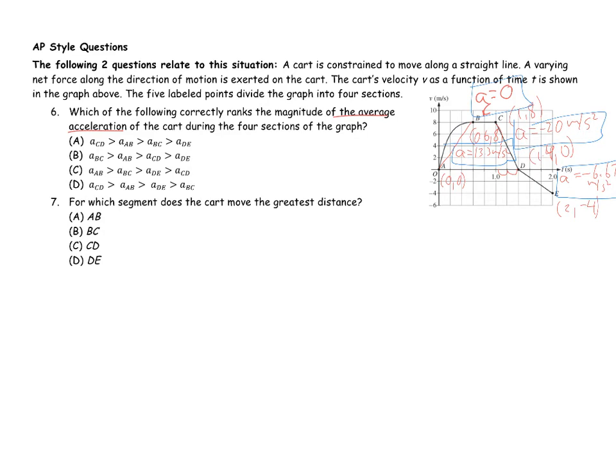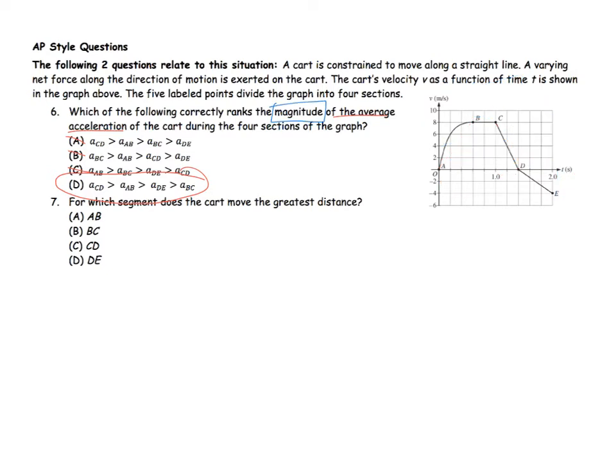Now it's just a matter of ranking them. I see that C to D is the first one, so that eliminates these two choices. After that, it's going to be A to B, followed by D to E, so that eliminates choice A, and then finally B to C, which is 0. Keep in mind that the negatives don't matter because of this word here, magnitude. We only care about the number.